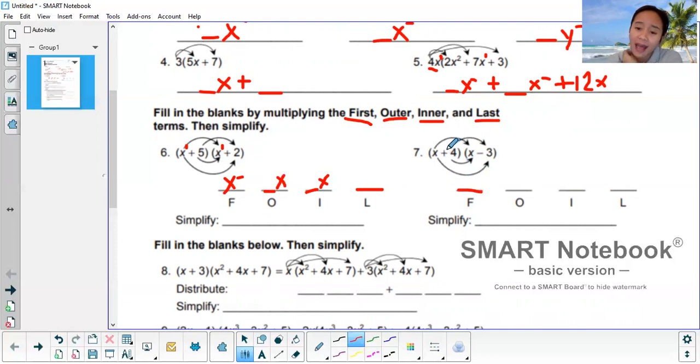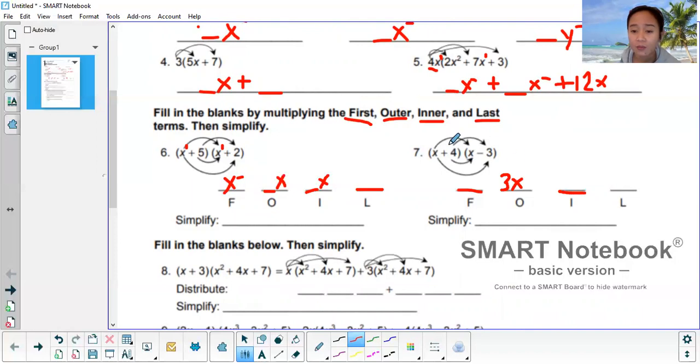Then you have outer terms, x times 3. So if you're multiplying a letter and a number, just copy the number first, then you write the letter. So x times 3 is 3x. That's a hint. Next, 4 times x, that's the inner term.